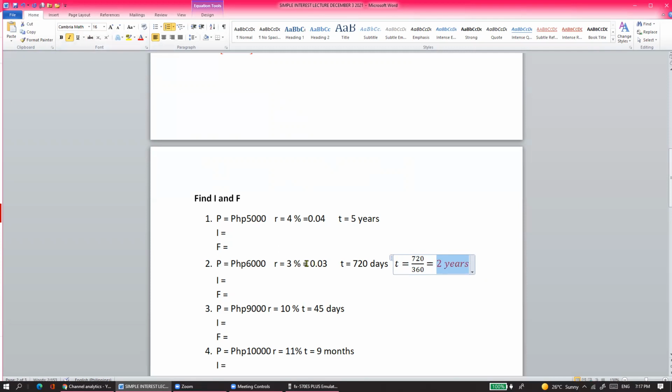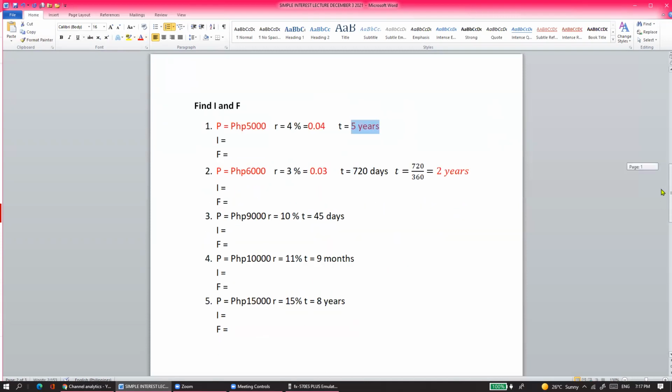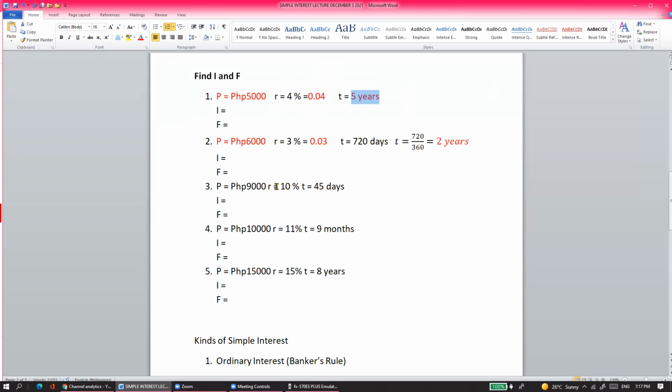And then, sa rate naman, ang gagamitin natin pang substitute is yung naka-decimal, hindi yung naka-percent. Sa principal, wala namang problema. Yan talaga ang gagamitin natin. Same with the problem number 1, ang gagamitin kong principal is 5,000. And then 0.04. Pagdating sa time, wala namang problema dahil naka-express na kagad in 2 years. Now, let us proceed to the third problem.